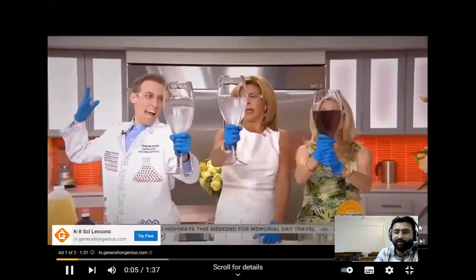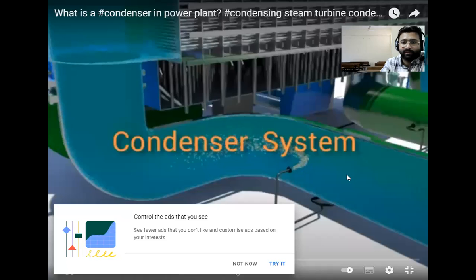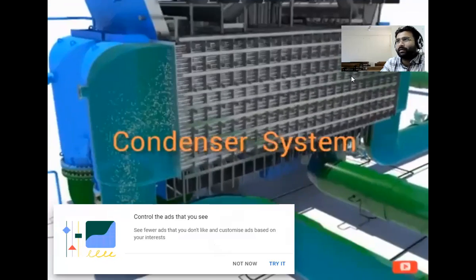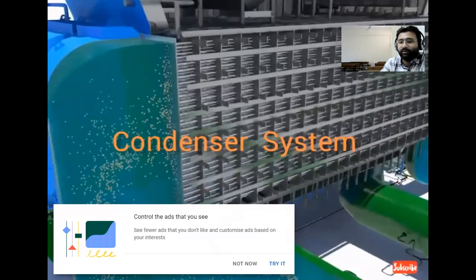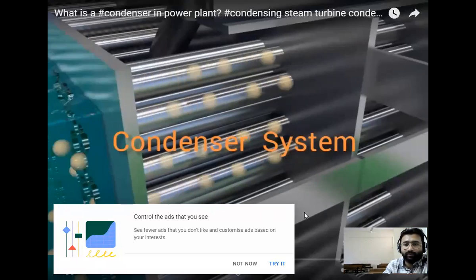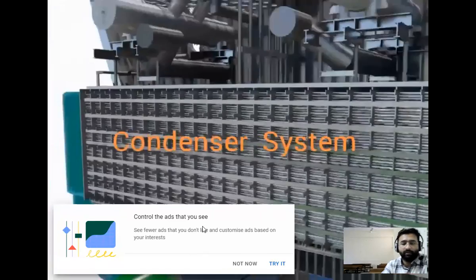This is not it. Just don't get confused. This is something different. Audio is not there, but it's not even required. There is only background music.